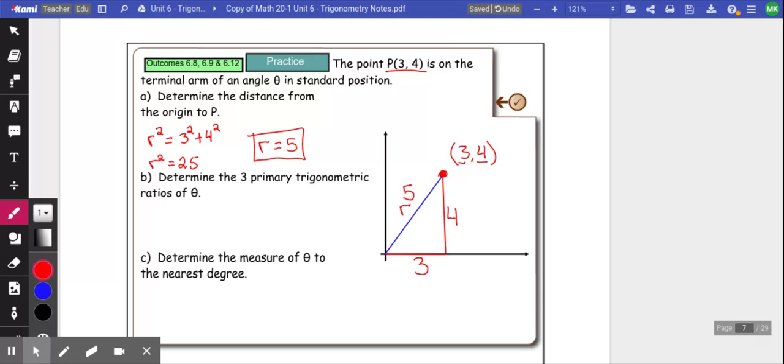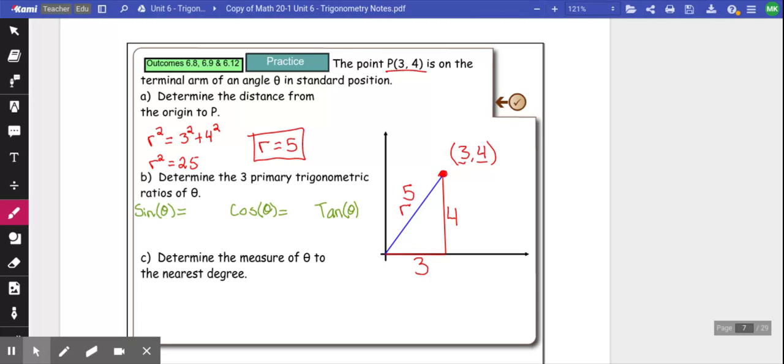Part B, determine the primary trigonometric ratios. That means you need to figure out what sine of theta equals, what cos of theta equals, and what tan of theta equals. You do that by using SOHCAHTOA. If you don't remember SOHCAHTOA, you need to go watch the last lesson again and do some more practice and ask some questions. Sine is opposite, which is 4, divided by hypotenuse, which is 5. So the sine ratio is 4 over 5. The cos ratio is adjacent, which is 3, divided by the hypotenuse, which is 5. And the tangent ratio is opposite, which is 4, divided by adjacent, which is 3.